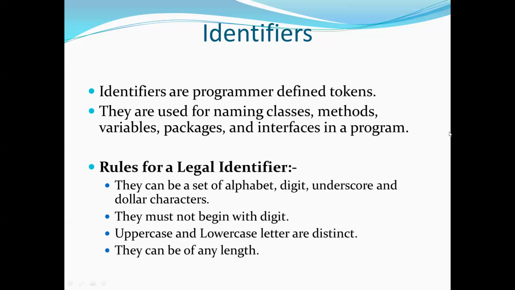So Java says the identifier can be a set of alphabet, digit, underscore, and a dollar character. So identifier can consist of alphabet, digits, underscore, and a dollar character. So there are two special characters that are allowed in a Java identifier. One is underscore and the second one is dollar character. And you can have the alphabet, capital or small, it doesn't matter, and digit, that is 0 to 9.